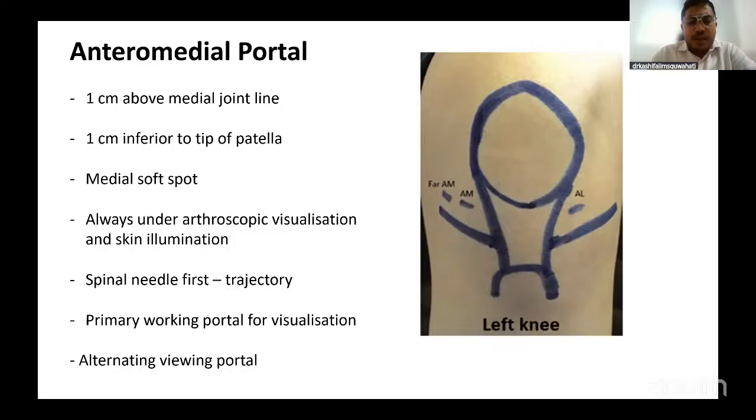So once we have done the anterolateral portal, we illuminate the opposite side, and it's always important to put in the needle so you can have the trajectory. You know whether you're going to deal with the medial meniscus or you're dealing with an ACL reconstruction, whether your needle's trajectory is well visualized when you're doing the triangulation so that you can carry out your procedures easily. And this is the primary working portal, and it's also used alternately as a viewing portal.